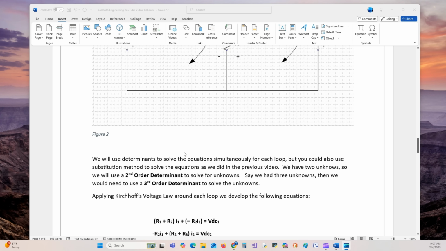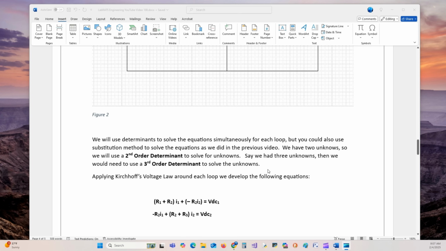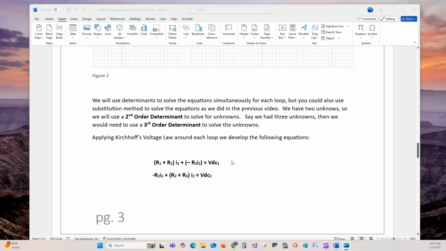We will use determinants to solve the equations simultaneously for each loop, but you can also use the substitution method to solve the equations as we did in the previous video. We have two unknowns, so we will use a second order determinant to solve for the unknowns. You can also have three unknowns, and you use a third order determinant, but you'd have three equations.